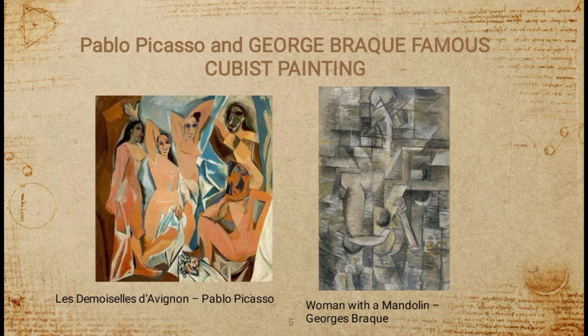And let's move on to Woman with the Mandolin by George Braque. Girl with the Mandolin is not only one of the most beautiful, lyrical, and accessible of all Cubist paintings, but it is also a valuable document of the period.